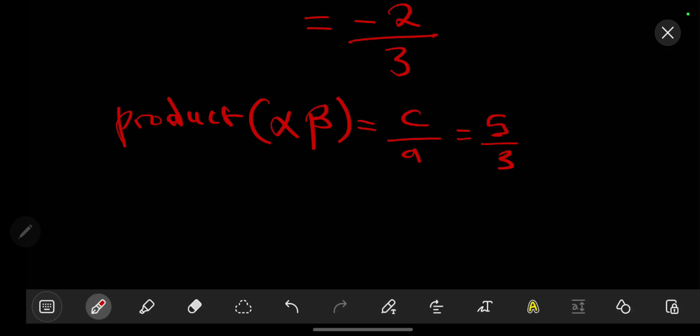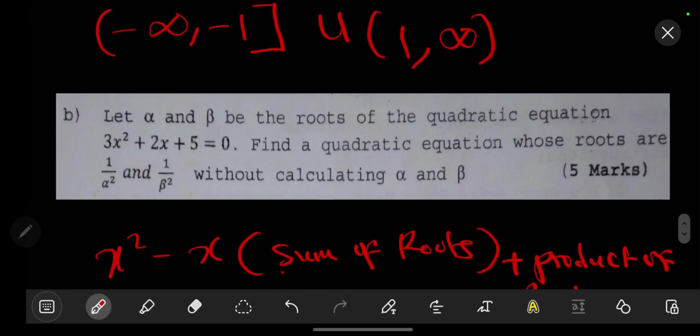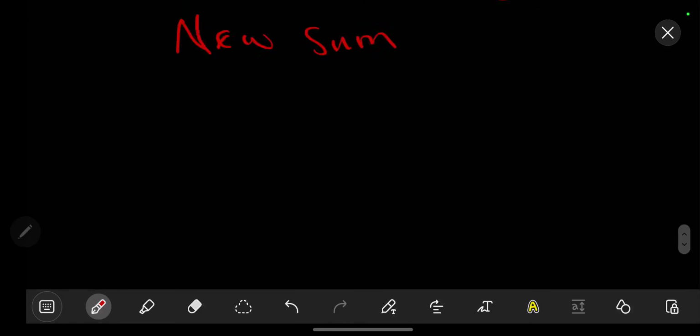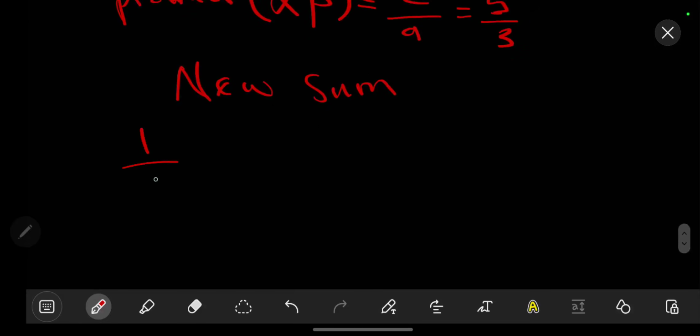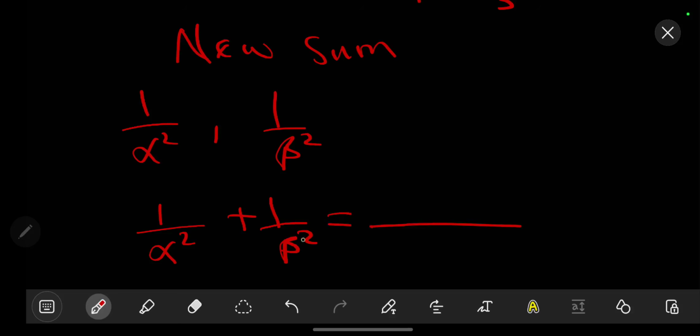Now to find the new sum, remember what we have been given. We have been given the roots as 1 over alpha squared and 1 over beta squared. To find the new sum, we add them. We are going to say 1 over alpha squared plus 1 over beta squared. This will give us a common denominator.